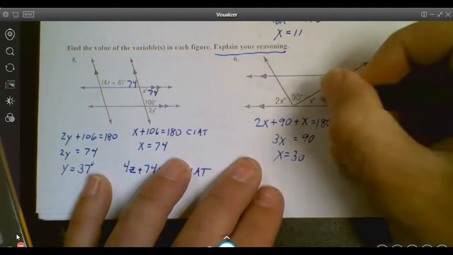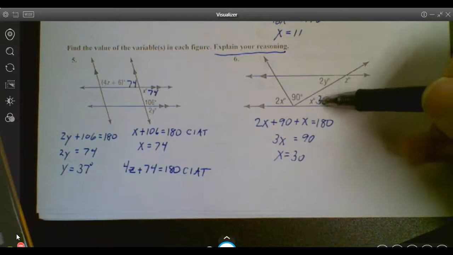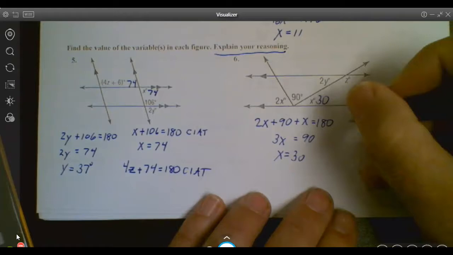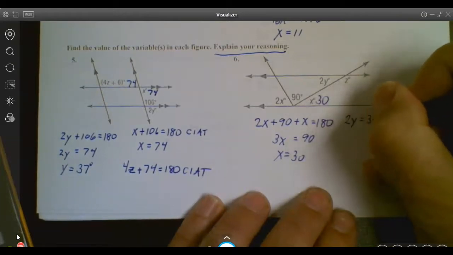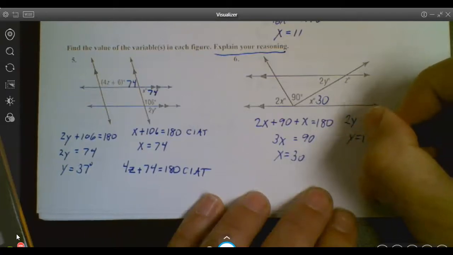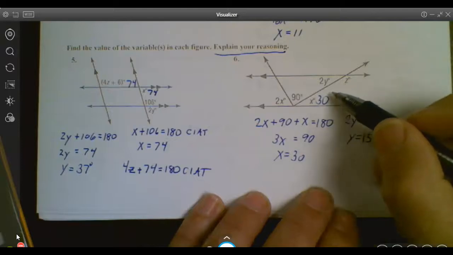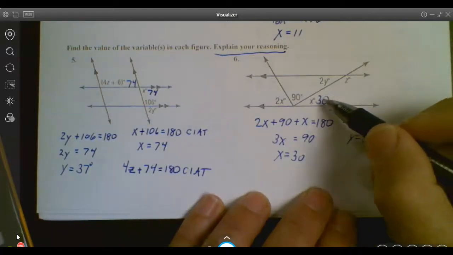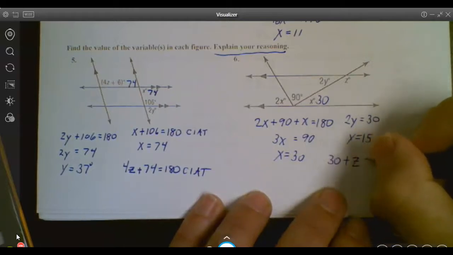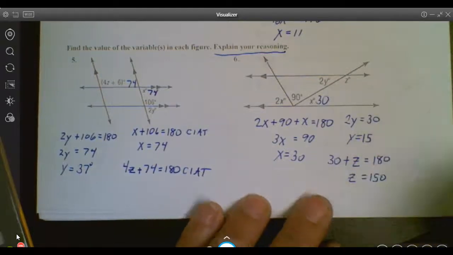So now that we know that x is 30, what else can we figure out? Well, if we look right here, I have alternate interior angles. So I know that 2y is equal to 30 by the alternate interior angles theorem. And that tells me my value for y. And now you could either use a linear pair or you could use consecutive interior angles to say that 30 plus z equals 180. And so that would finish it off and get you your final variable.